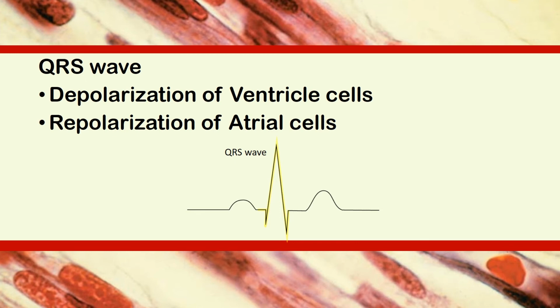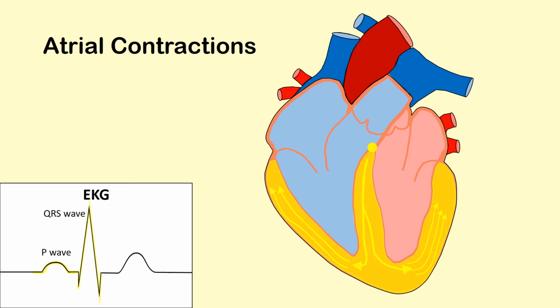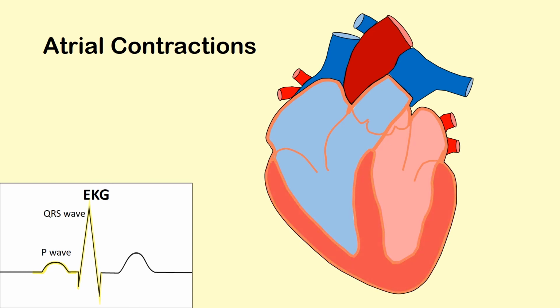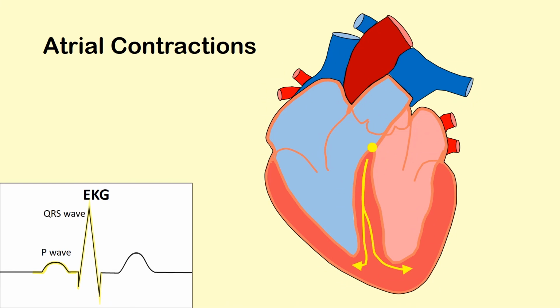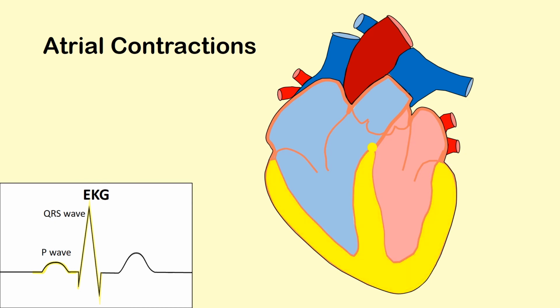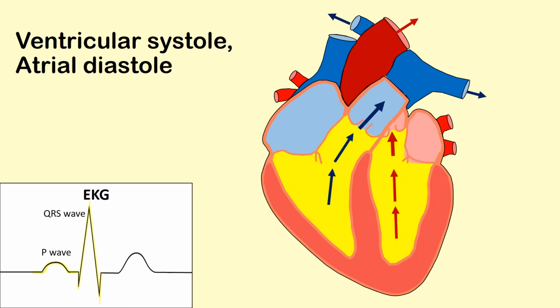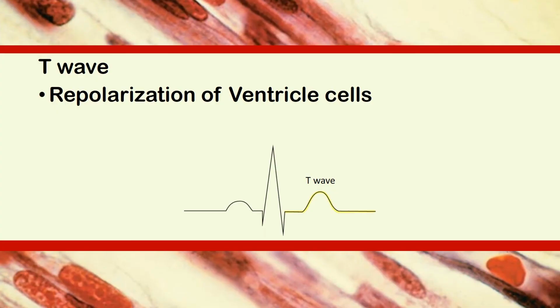The next wave is going to be referred to as the QRS wave. The QRS wave is going to be due to the depolarization of the ventricular cells and will be also due to the repolarization of the atrial cells. This will correspond then to ventricular systole, as you have the signal move down the bundle branches through the Purkinje fibers, causing the ventricular cells to contract and the ventricles to go into systole, pumping blood into the body.